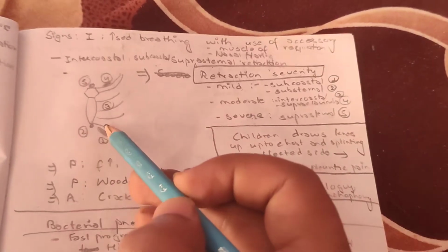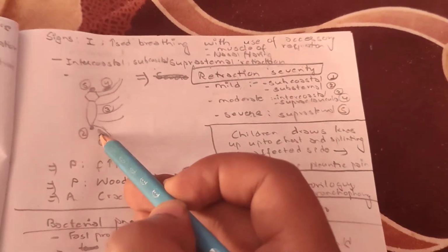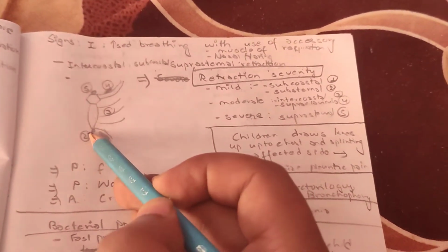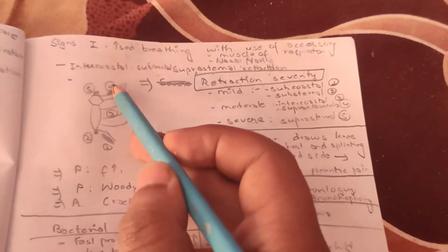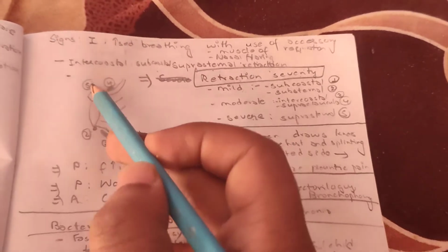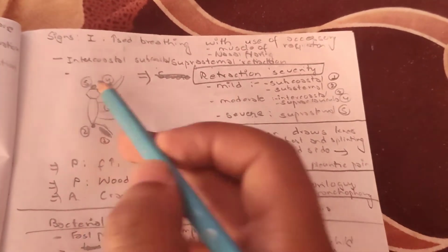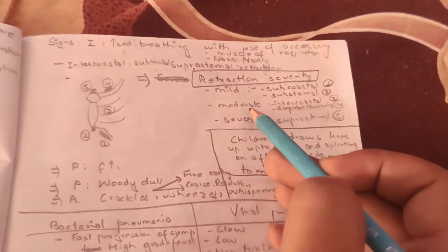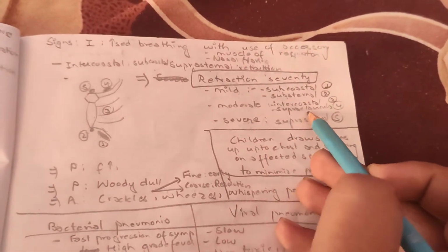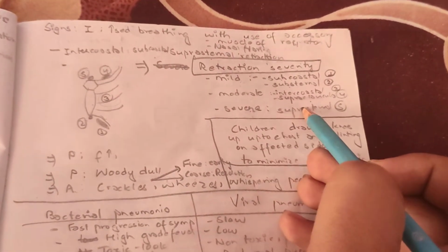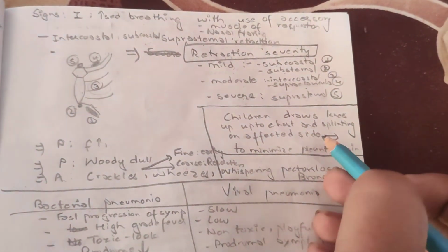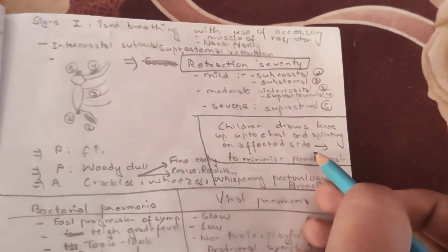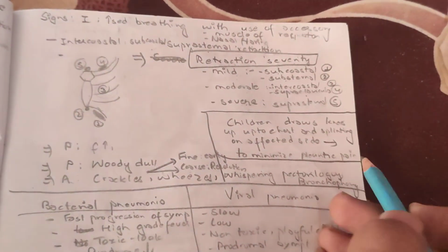Mild means subcostal retraction and substernal retraction. Moderate means intercostal retraction and supraclavicular retraction. Severe means suprasternal retraction. There is pleuritic pain in pneumonia, so the patient splints on the affected side to minimize the pleuritic pain.